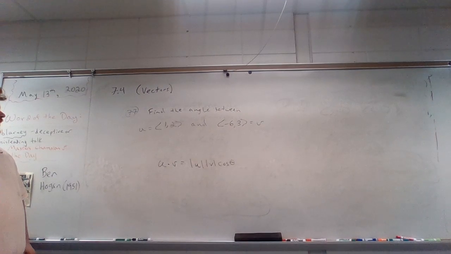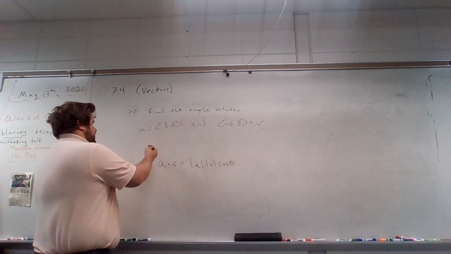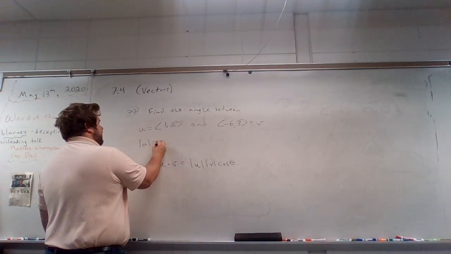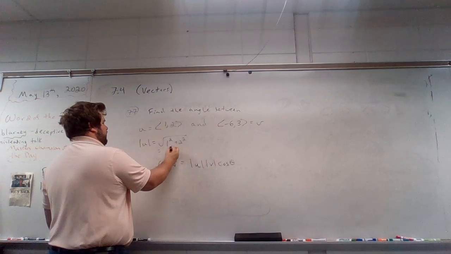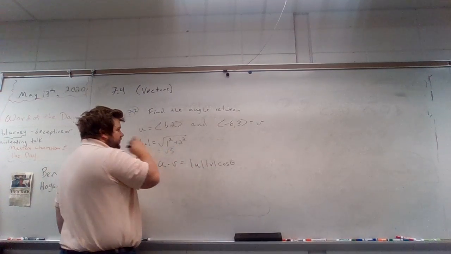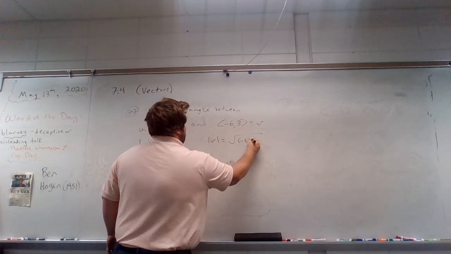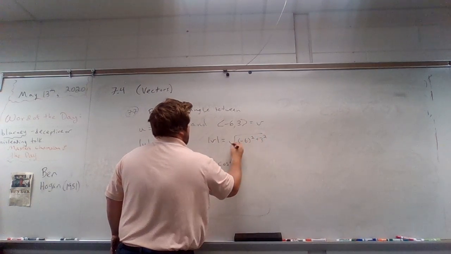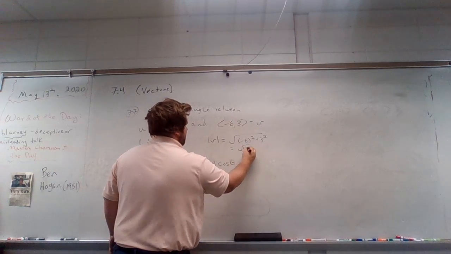Okay, well, I would first have to find the magnitudes. So the magnitude of u here was the square root of 1 squared plus 2 squared, so that's the square root of 5. And our magnitude of v was the square root of negative 6 squared plus 3 squared. That would be the square root of 45.